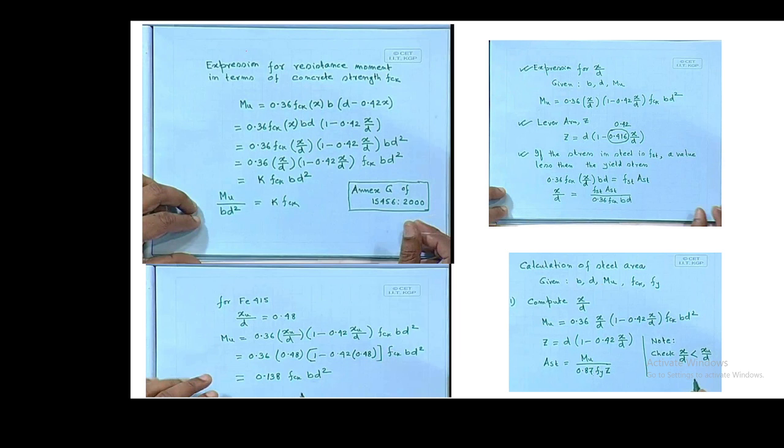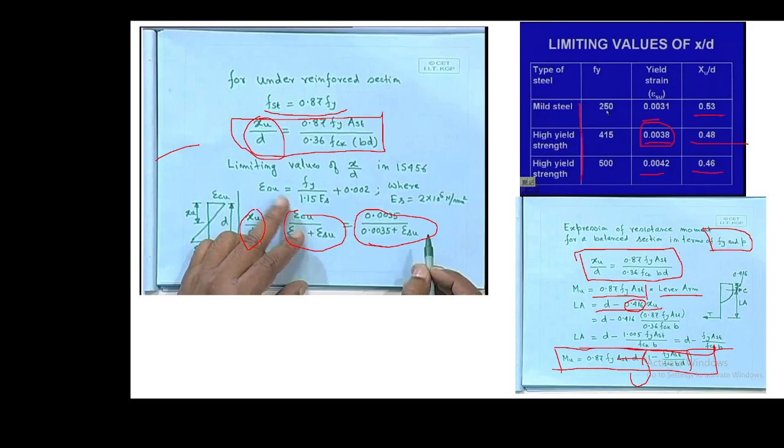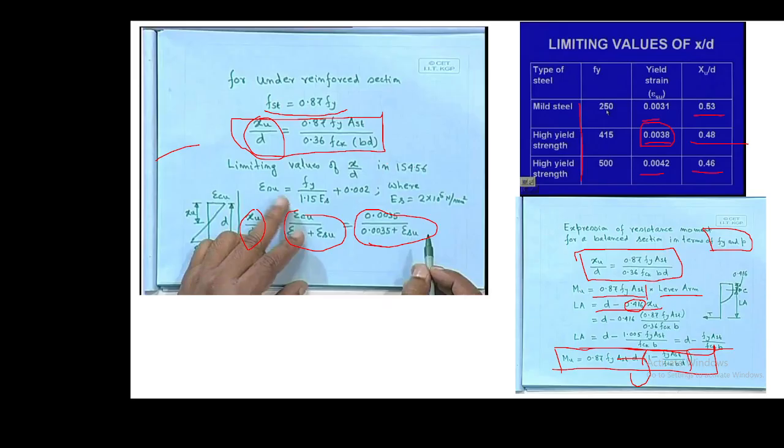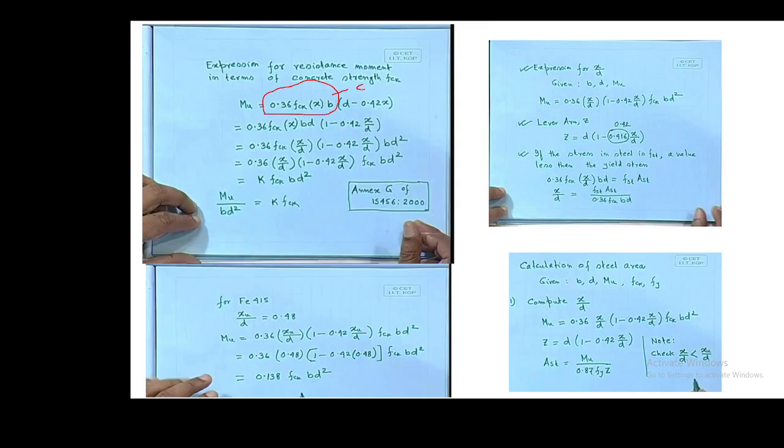So the expression for the resistance moment in terms of concrete strain, for now we have considered this as for the steel one. Now this is for the concrete. Only the earlier equation will change, which is the compressive force 0.36 FCK XUB, which is C, and this value 0.87 Fy AST, which is the T value. If you remember, it's T into lever arm and C into lever arm, same as we have seen in the working stress method.